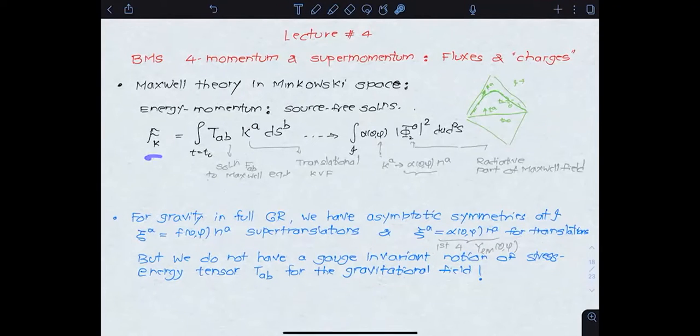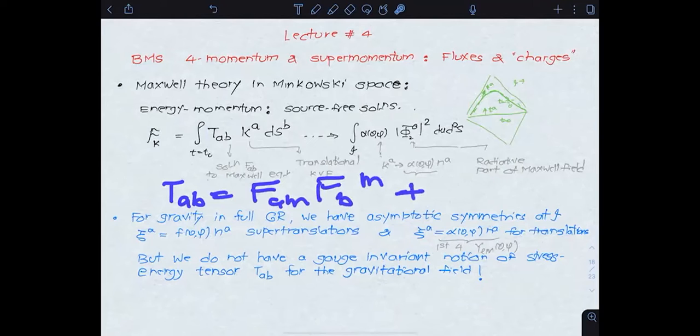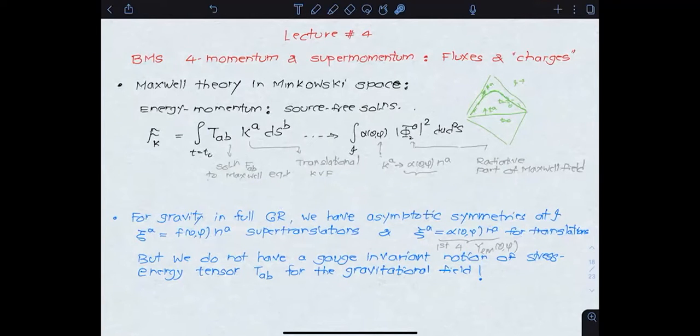So in the Maxwell case, the statement is that if you give me any Killing vector field, K^a, in Minkowski spacetime, then given any solution, F_ab, I can construct the stress energy tensor of that solution. So T_ab is just given by F_am F_b^m minus a trace, minus its trace. This is the stress energy tensor of the Maxwell field.